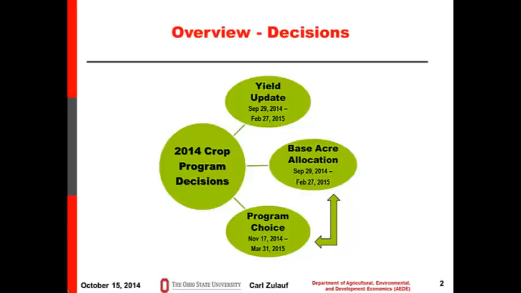There is a yield update decision that can be made through February 27, 2015. There is a base acre reallocation decision that can be made again through February 27, 2015. And there is a program choice decision with its final date being March 31st, 2015. So there is some overlap on the time for these decisions, but the program choice decision has to be made at a later date than either the base acre allocation decision and the yield update decision. I want to talk about each one of these decisions.